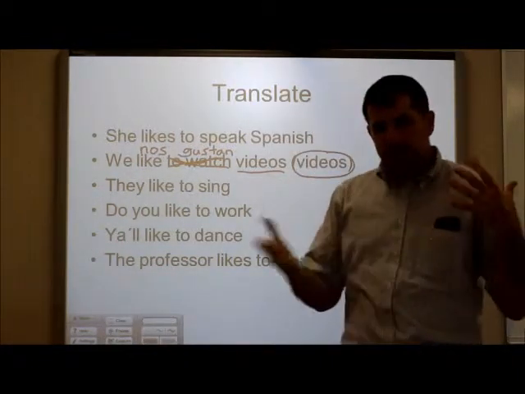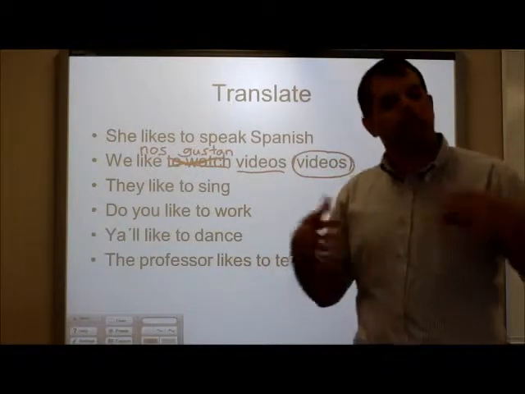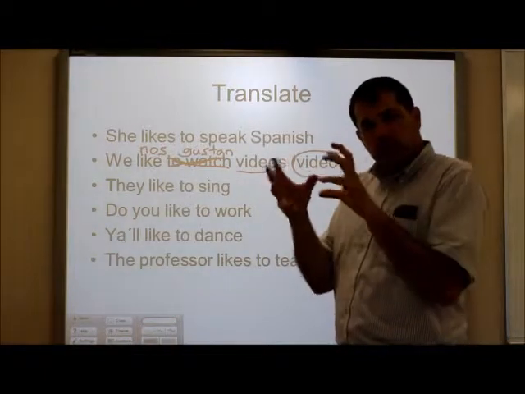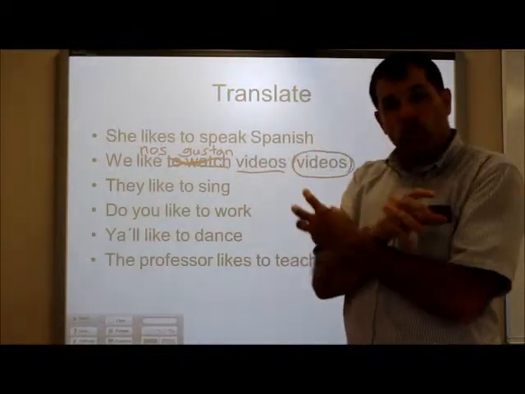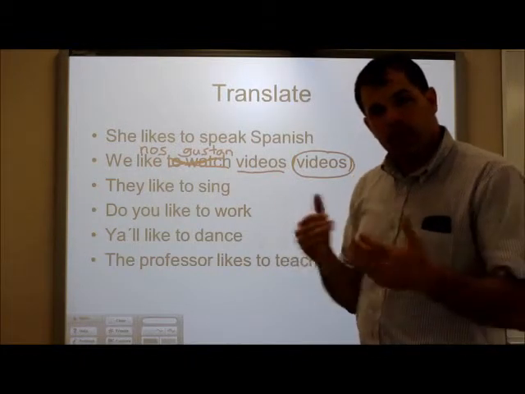Alright, that sums up the use of gustar, which is a tricky verb in Spanish. But with practice and practice, you can get it. And if you think just a little bit of a reverse sentence order from the way we use our verb to like in English, then you can start to get the hang of it.